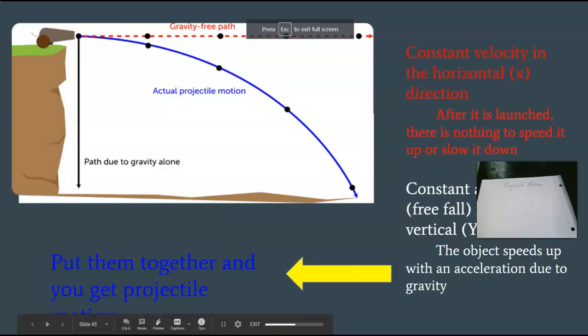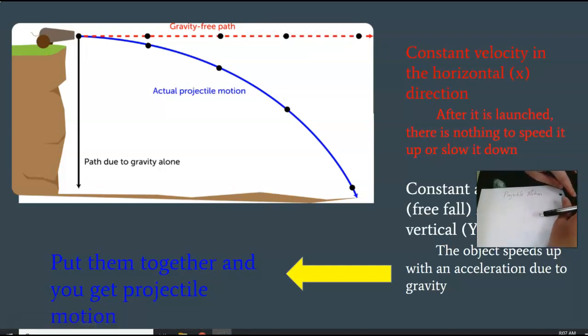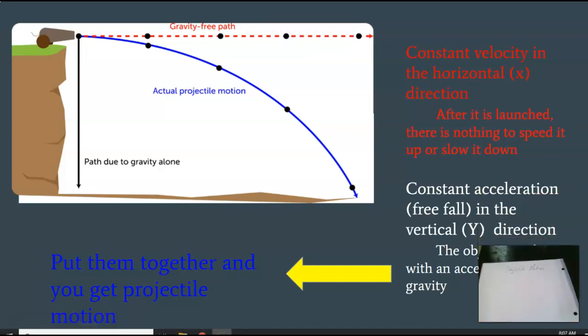Okay, hey friends. We are going to talk about projectile motion. So we've been talking about things falling and speeding up due to gravity. Now what happens if we're launching something and working in 2 dimensions?